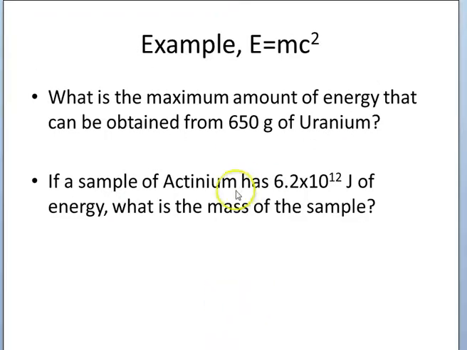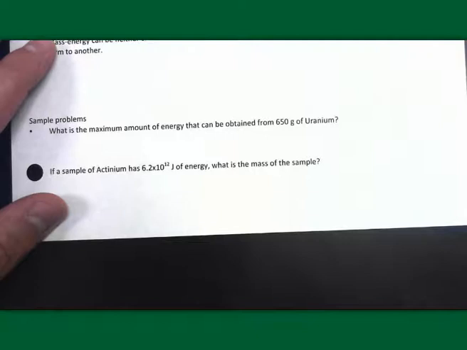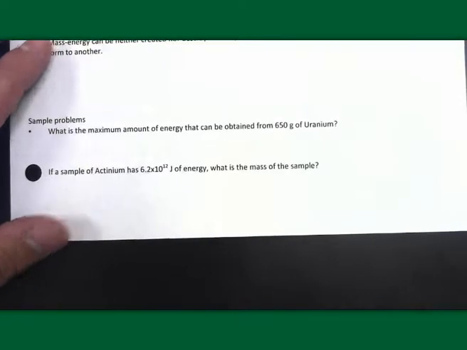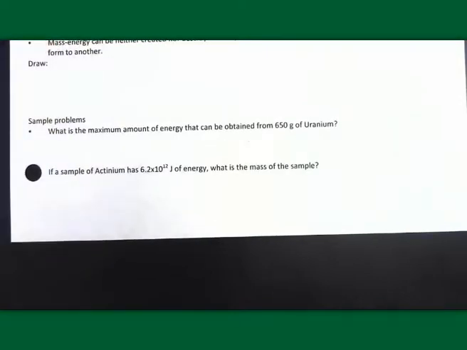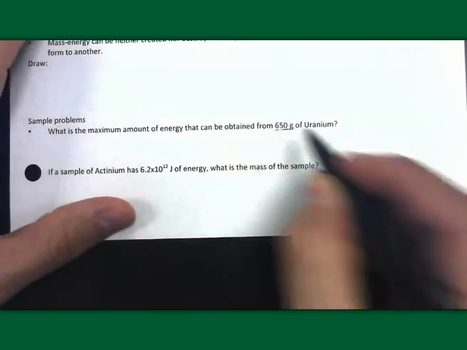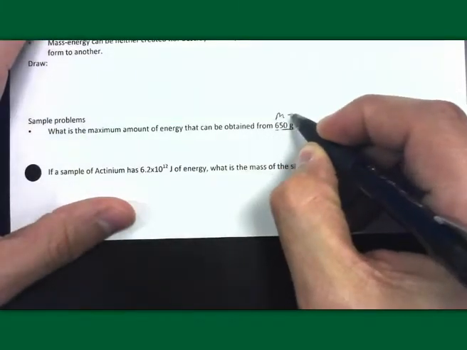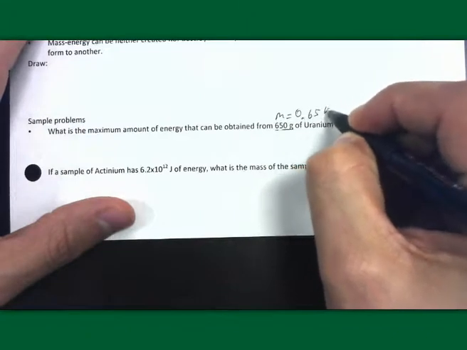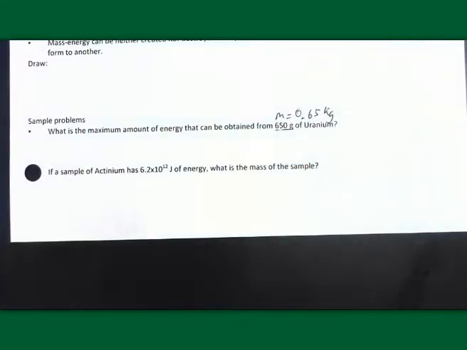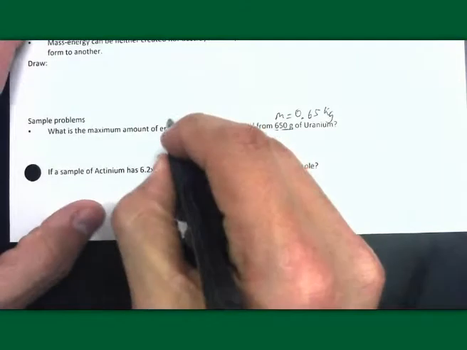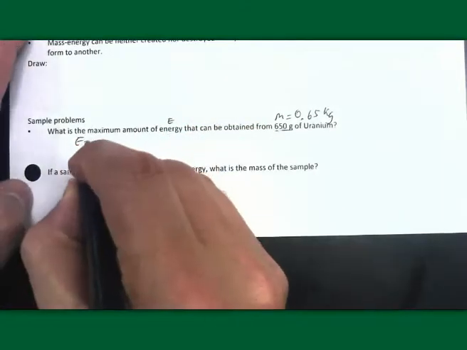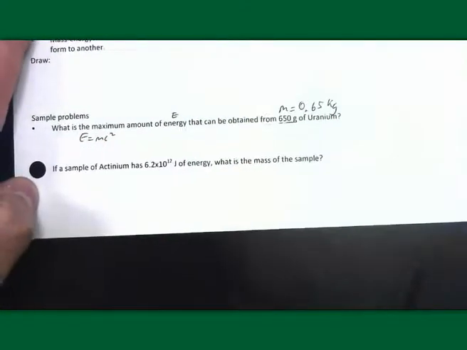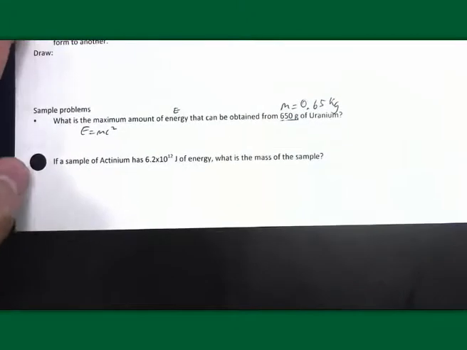All right, so let's look at these two sample problems. So this says, what's the maximum amount of energy that can be obtained from 650 grams of uranium? First thing I want you to see is we don't like grams. This is a mass of uranium, and it's got to be in kilograms. Grams to kilograms is 3 to the left. So 0.65 kilograms of uranium. We want to find energy, and so the equation is E equals mc squared. Don't you feel cool to be using Einstein's equation?